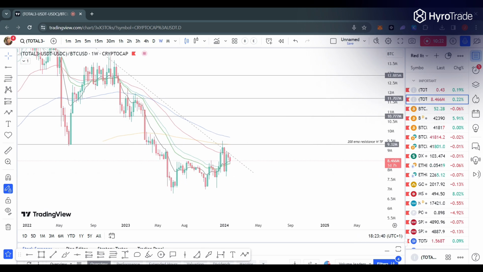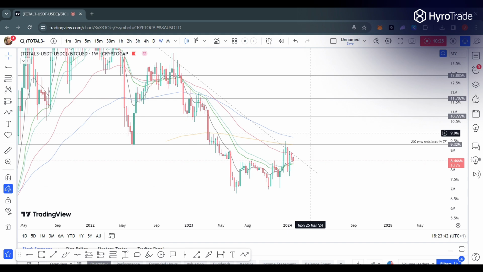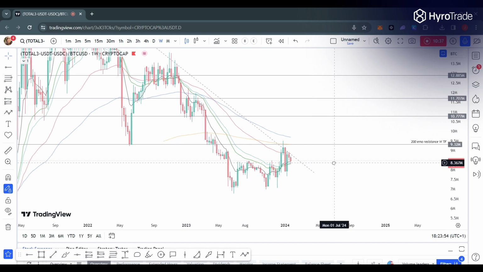Next chart is about altcoins. I saw this chart on the Twitter account of Saka. Saka is a very famous trader on Twitter, and this chart really helps me to understand whether altcoins are having their dominance right now or not.